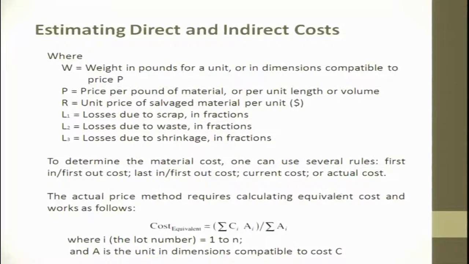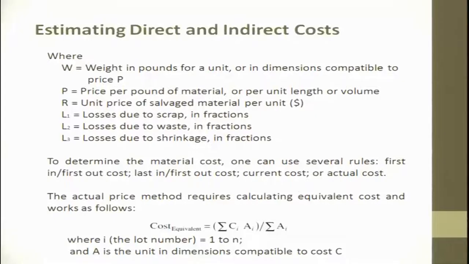What is W? W is the weight in pounds for a unit, P is the price per pound, R is the unit price of salvaged material per unit, L1 is the loss due to scrap, L2 is the loss due to waste, and L3 is the loss due to shrinkage. These are all fractions; all three can be there, any two can be there, or only one, depending on the product and the process. To determine the material cost, one can use several rules: first in first out cost, last in first out cost, current cost, or actual cost. He can use any of these and then calculate the costing.